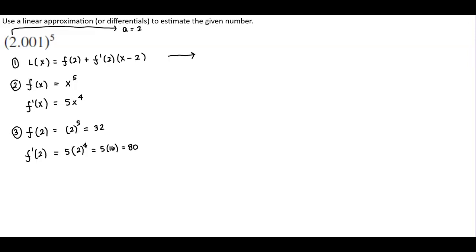Now in step 4, we can write the linearization using the given information. L of x is going to equal f of 2, which we found is 32, plus f prime of 2, which we found to be 80, times x minus 2. If we distribute the 80, we get 32 plus 80x minus 160. Therefore, L of x is going to equal 80x minus 128.